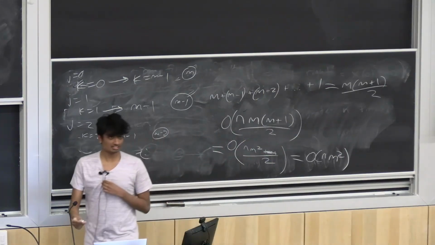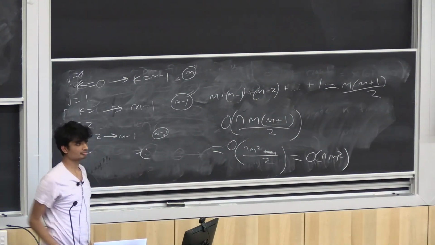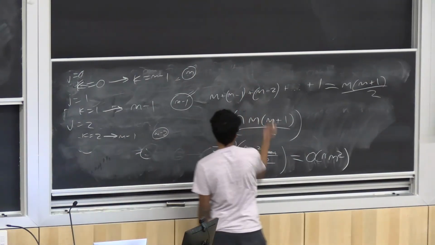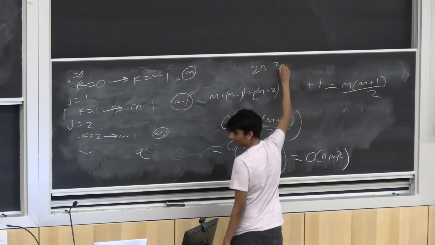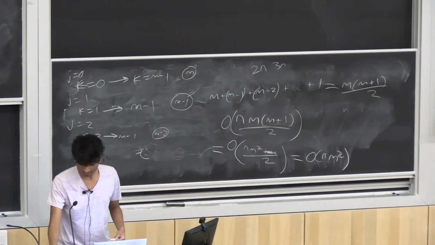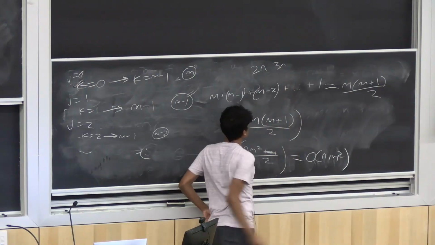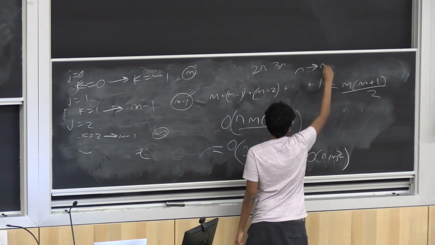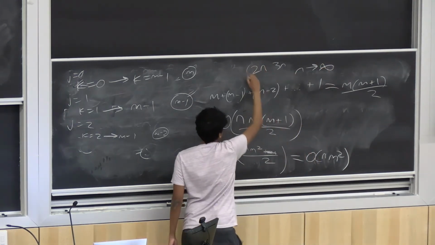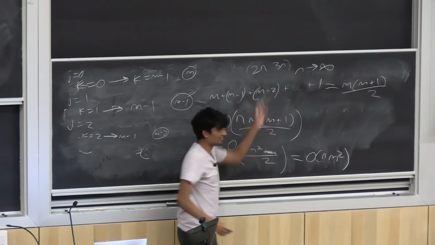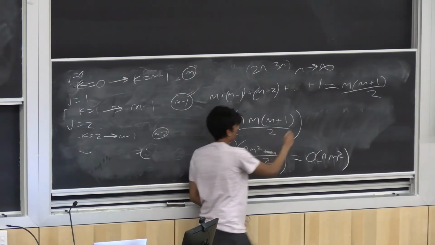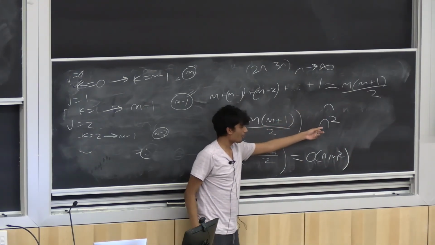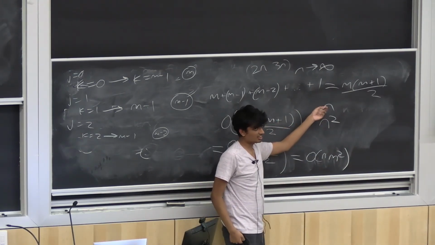Does anyone have any questions about how I got this? Yeah? Because as n goes to infinity, let's say we have 2n and 3n. As n grows larger, the constant won't affect it by much. But when we have something like n squared, n squared goes much larger than n in polynomial terms.